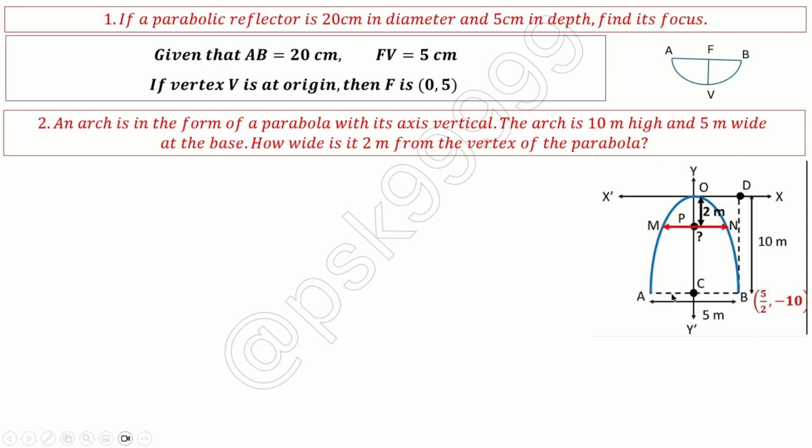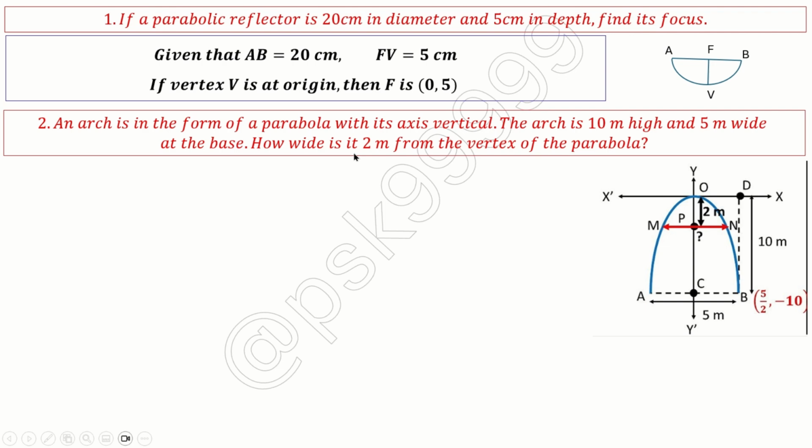Okay, this is what we have drawn. The bell or arch is something like this, below the x-axis and symmetric about the y-axis. The arch is 10 meters in height, which means OC is 10 meters, and 5 meters wide at the base. AB is 5 meters.